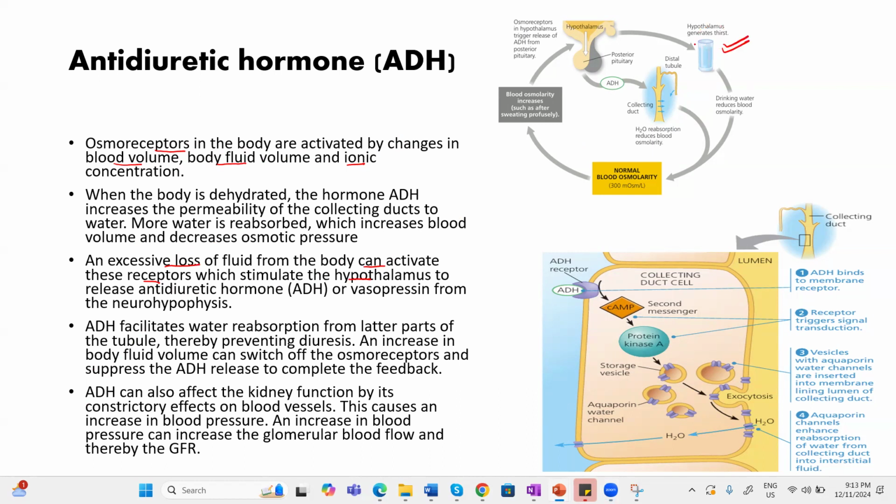Come here on the diagram, please see. It will generate thirst, and drinking water will reduce blood osmolarity. It will come back to normal. Second, they will target the posterior pituitary to release ADH.